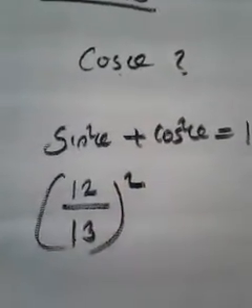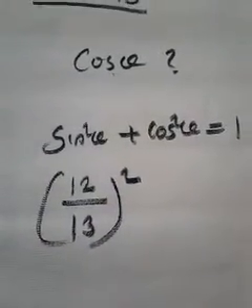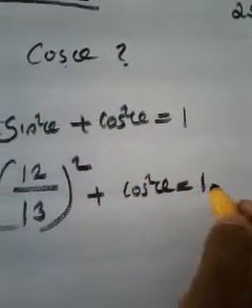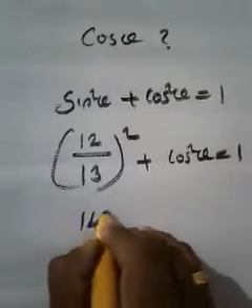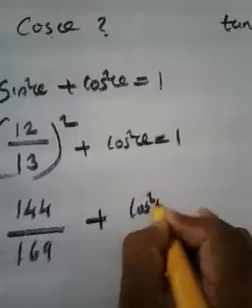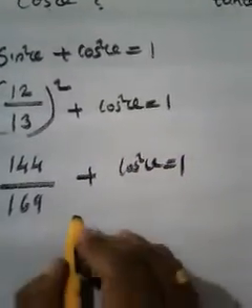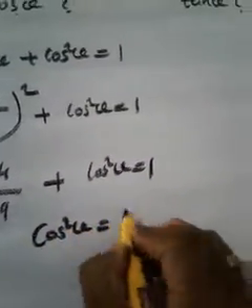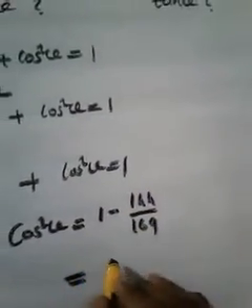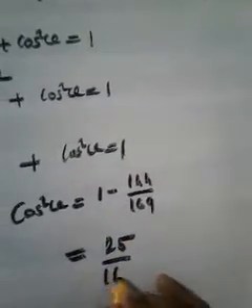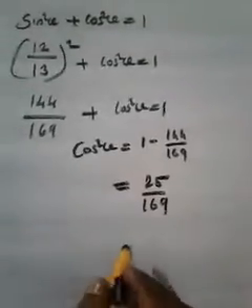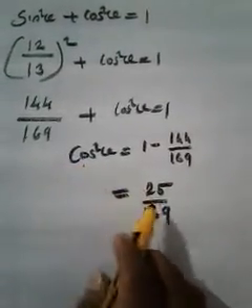You may understand, isn't it? Okay. Plus cos square theta is equal to 1. So it becomes 144 divided by 169 plus cos square theta is equal to 1. From this expression, what is the value of cos square theta? It will be 1 minus 144 by 169. When you cross multiply, it becomes, I think, 25 by 169. You know how to cross multiply. I am not going to explain that once again. So we got the value of cos square theta is equal to 25 by 169.